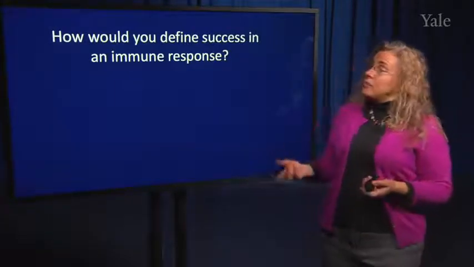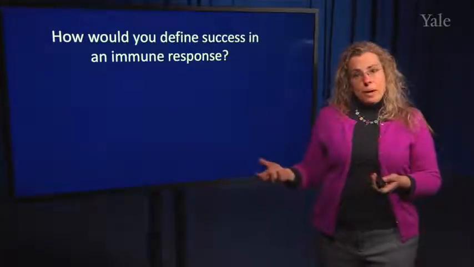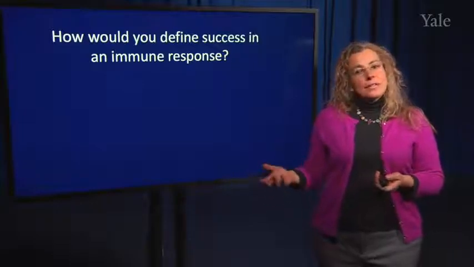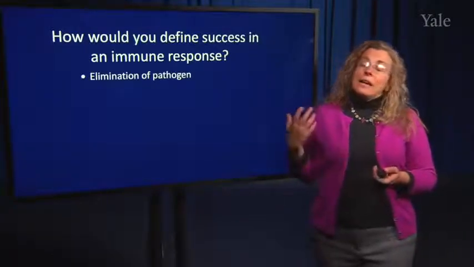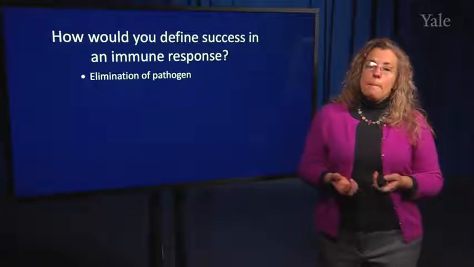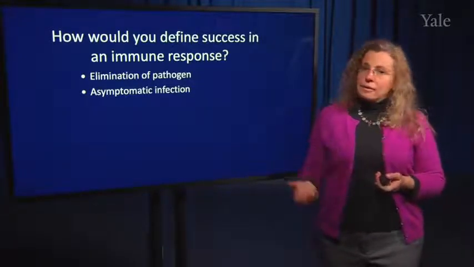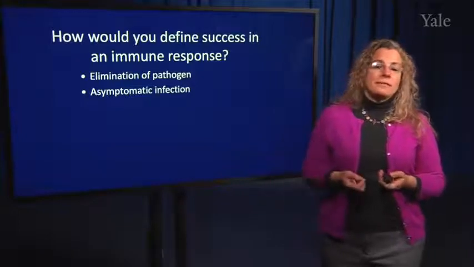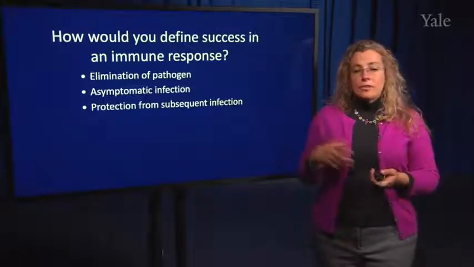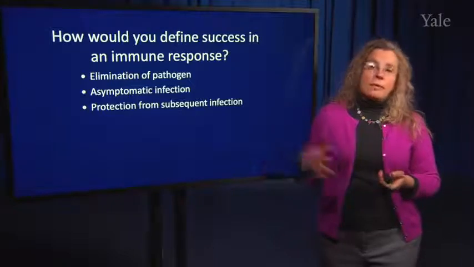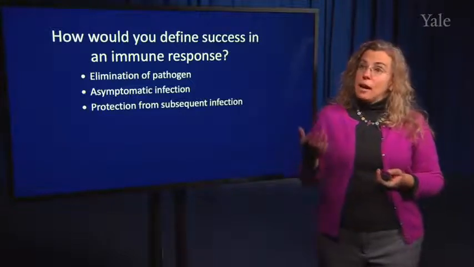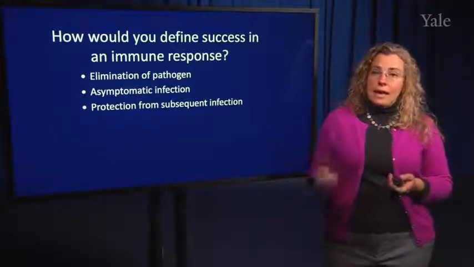So, how would you define success in an immune response? And there's a few different answers to this. You could say elimination of a pathogen. What about an asymptomatic infection where you're not sick? Could that be success? Protection from a subsequent infection, which is memory. So once you get an infection, you don't ever get it again.